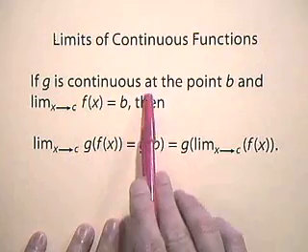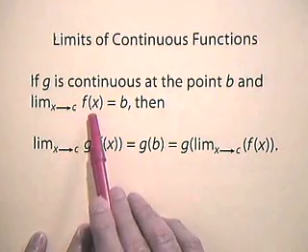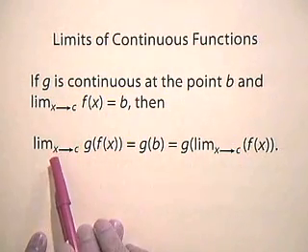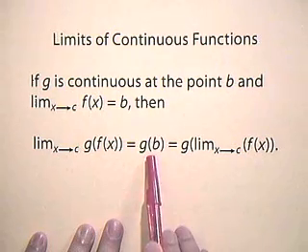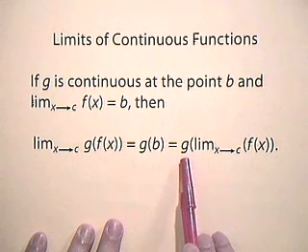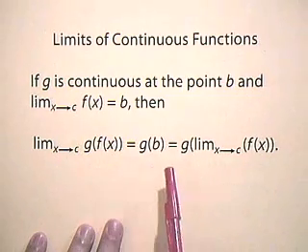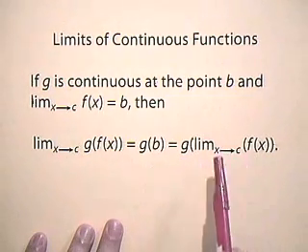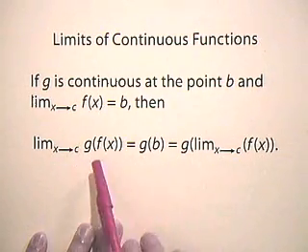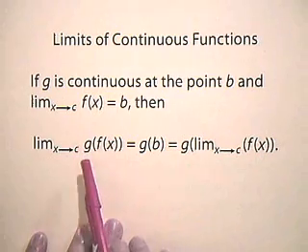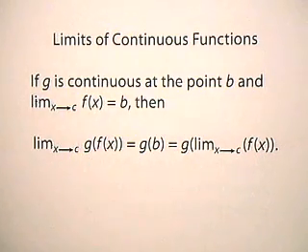If g is continuous at the point b and the limit as x approaches c of f of x equals b, then the limit as x approaches c of g of f of x equals g of b. So that means g of the limit is the limit of g of the function. In other words, g of the limit of f of x is the limit of g of f of x. We're in effect being able to interchange limits and the outer function if that outer function is continuous.